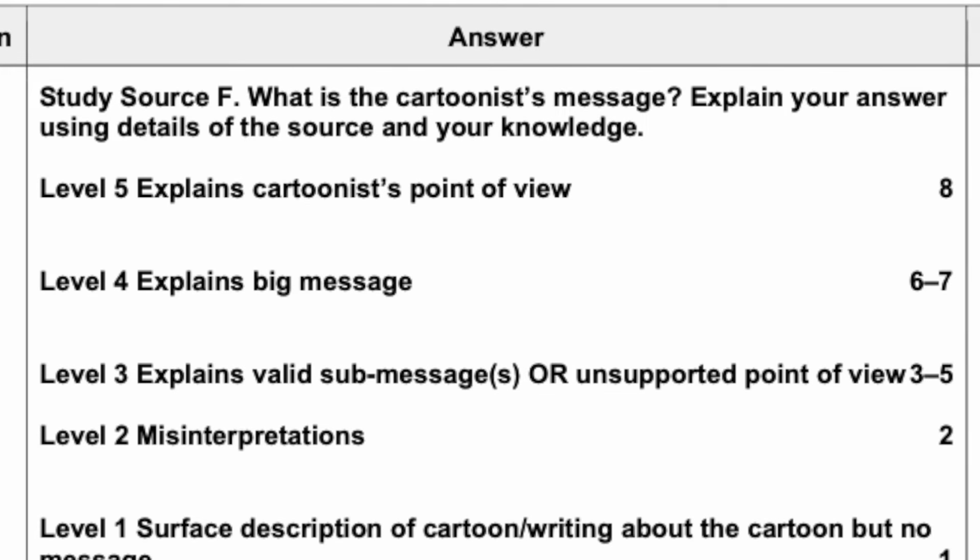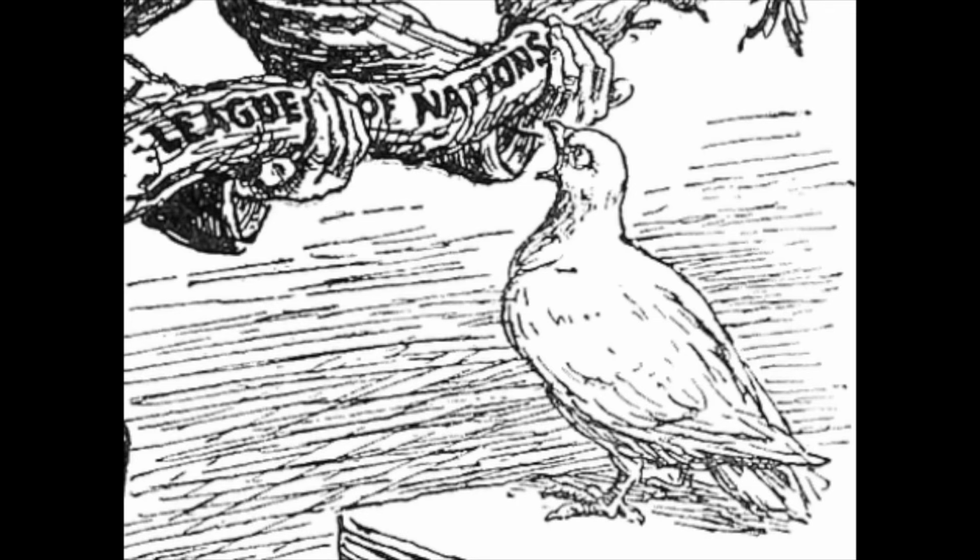Level 3, explains valid sub-messages or unsupported point of view. So 3 to 5, just a kind of disorganized number of facts that are true, are relevant, but not in any kind of structure, not following that PEEL. Level 4 explains the big message, right? So the big message that we have was, there was skepticism about whether the League could handle all of these massive problems that go into trying to keep world peace. Did it have the capacity? Did it have the ability to do that? So that's the big message.